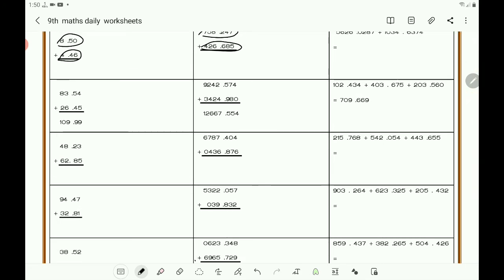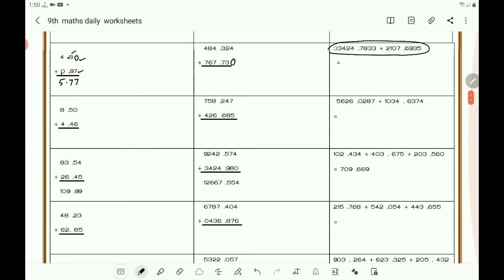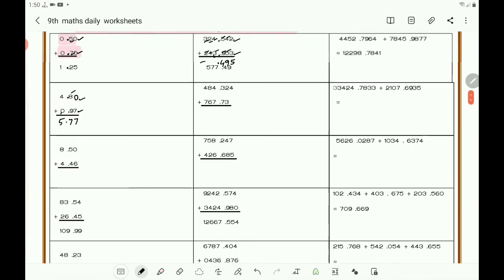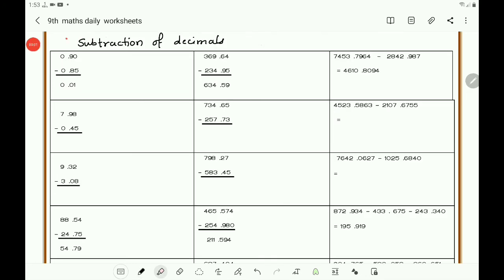So you take one below the other, and while doing so, the decimal points must come one below the other. That is the condition here. Otherwise you can't add properly, you can't get the sum properly. So children, take the numbers one below the other in such a way that the decimal points come one below the other. Next you take subtraction of decimals.